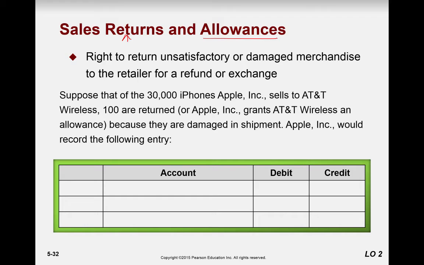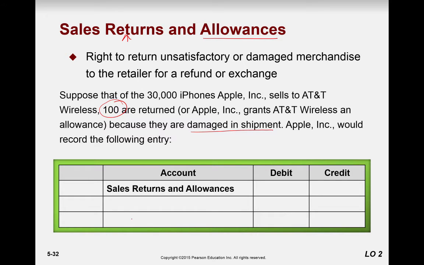Maybe they'll say, if you keep it, we'll give you 20% off. So sales returns and allowances are usually combined because mostly you see returns. Allowances aren't as common. Now we actually have 100 phones that were returned because they were damaged in shipment.